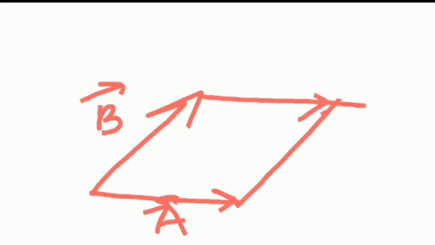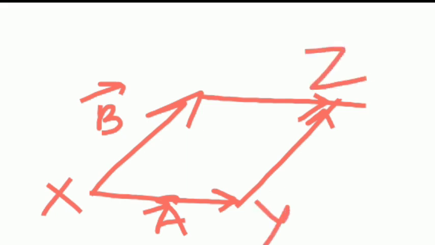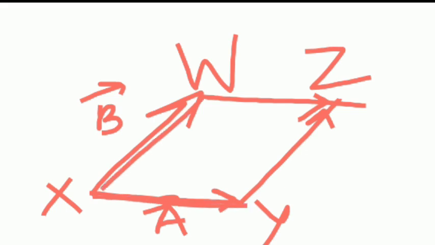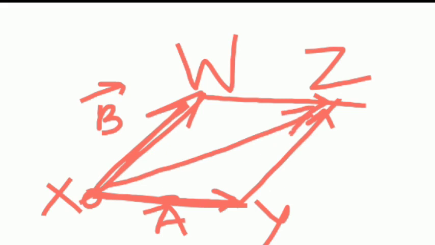So we will get these corners, let us say x, y, z and w. This is the parallelogram. The original vectors are a bar and b bar. So what we will do is join the common tail to the opposite corner of the parallelogram. So this is the opposite corner of the parallelogram.